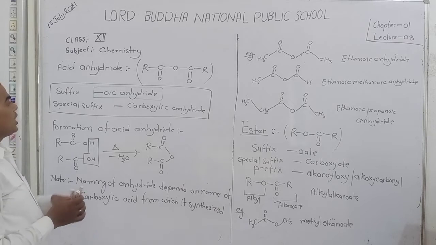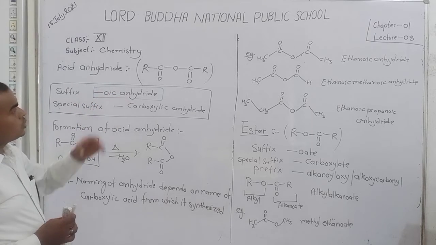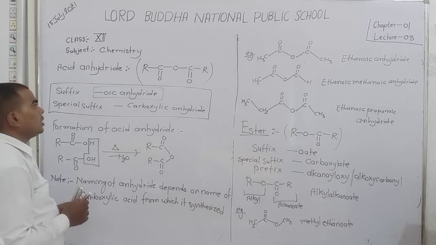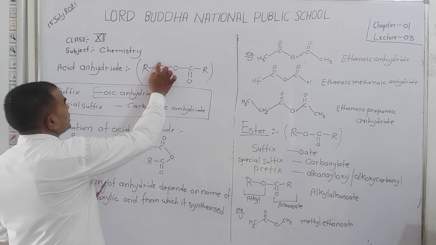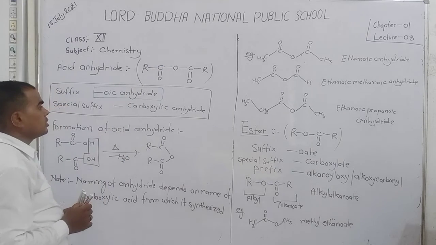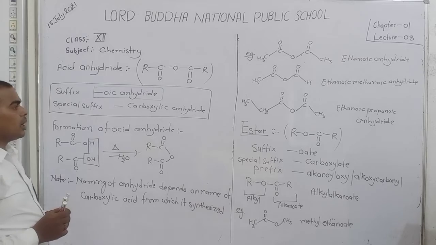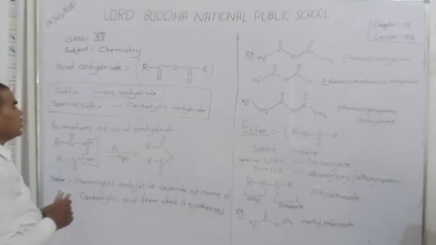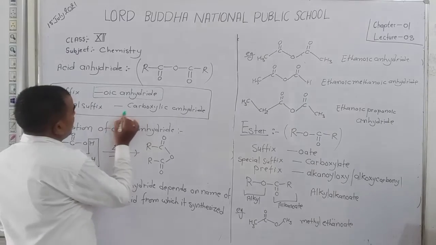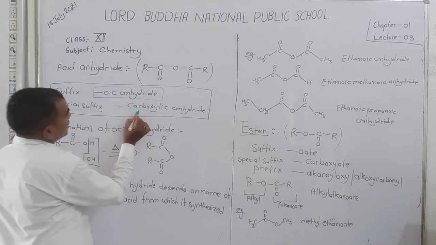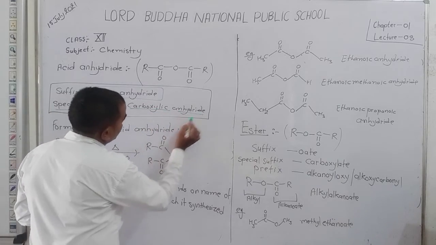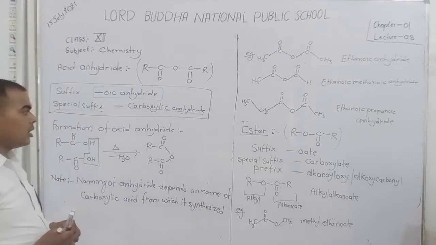But oic anhydride is used when the carbons of the acid anhydride are bonded. In case the carbons are not bonded, we use a special suffix, that is carboxylic anhydride.